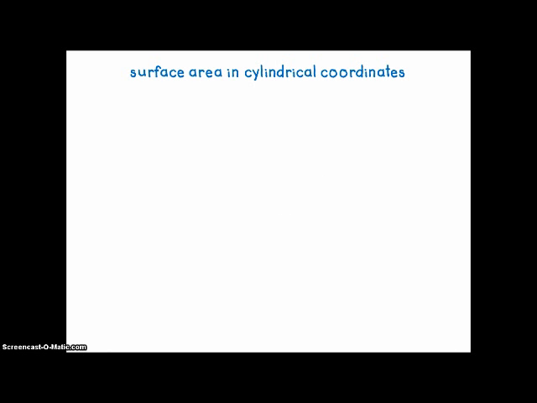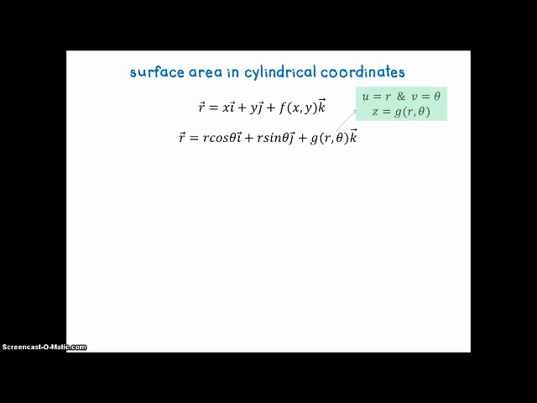So now let's look at surface area in cylindrical coordinates. This time we're going to change from x, y, and f of x y to r and theta. And so x becomes r cosine theta, y becomes r sine theta, and our function, it'll be a different function, acts on r and theta. So we're going to take a region in the r theta plane and map it into 3 space. Notice that u is r and v is theta, and z then is your function of r and theta.